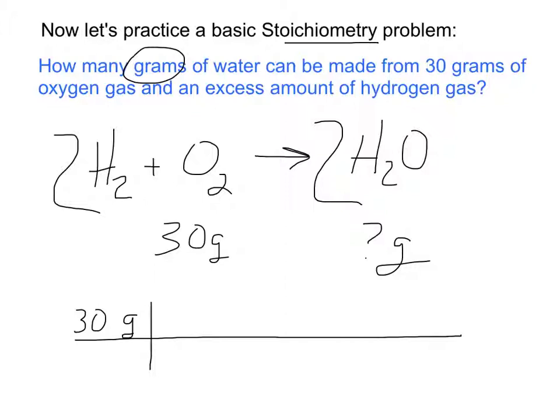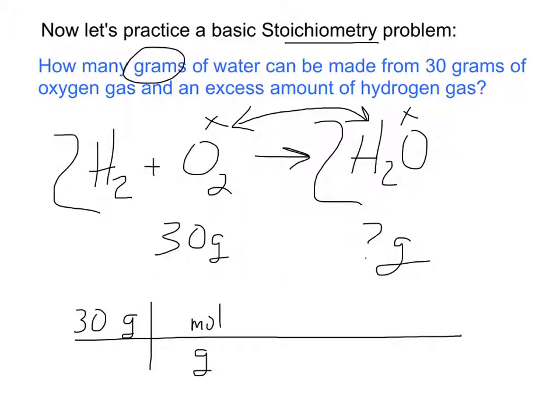They gave me something on this side, and I got to get to this side. So I know when I go from one side of this to the other, that has to be mole to mole. So I got to turn grams to moles here. So I go grams here, and I take the same unit and I put down here, grams. Now I'm going to figure out, what do I have here? I got 30 grams of oxygen, so I need to go to moles.